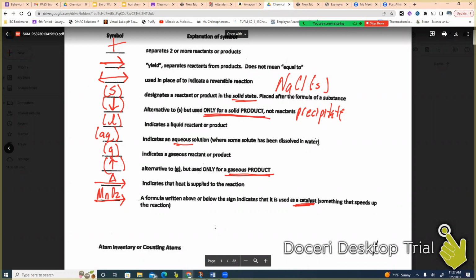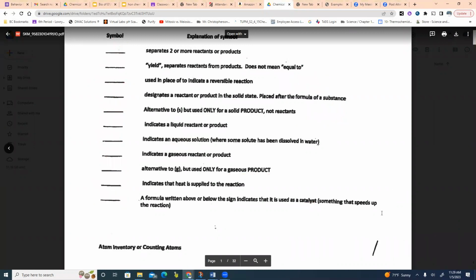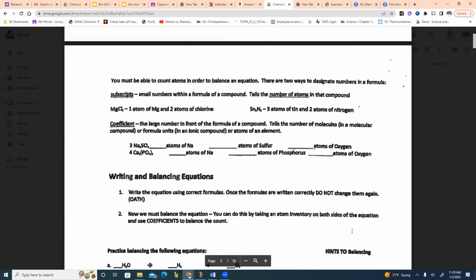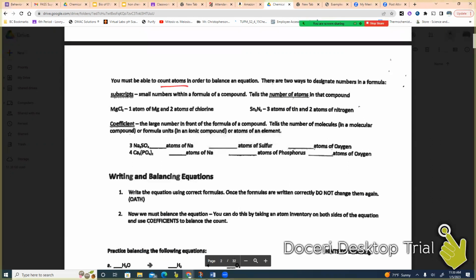Balancing. So the first thing you have to start off with when you're balancing an equation is you need to do an atom inventory. How many atoms you have of each thing? Those are already equal on both sides. You don't have to worry about balancing it. So you want to count the atoms on each side of the equation. We need those to be the same for us to have it balanced.